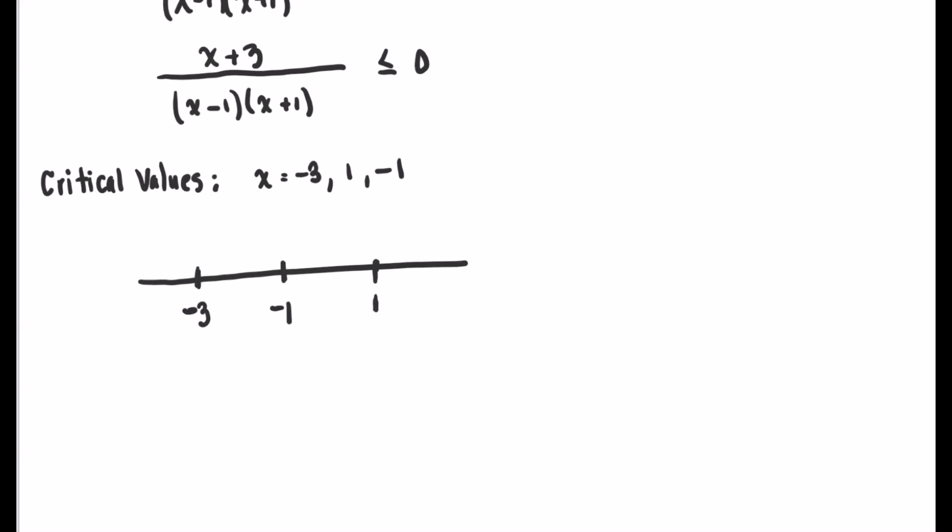So notice that you're going to have to do 4 intervals here because I've got all the numbers that are less than negative 3, the numbers in between negative 3 and negative 1, the numbers in between negative 1 and 1, and then all of the numbers bigger than 1. So I'm going to have to test 4 intervals total.